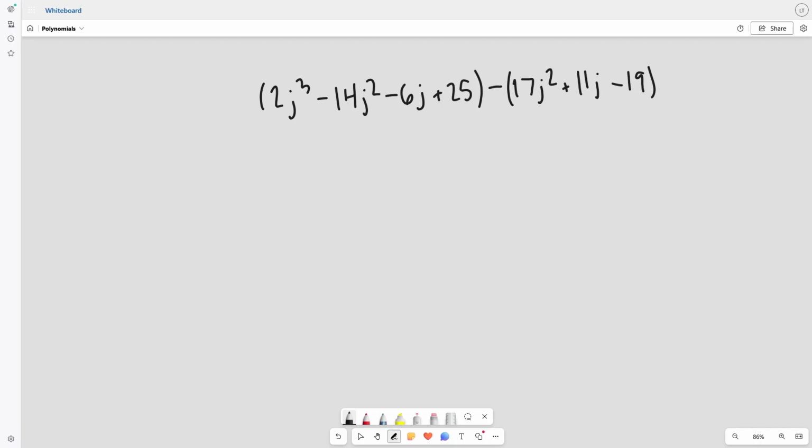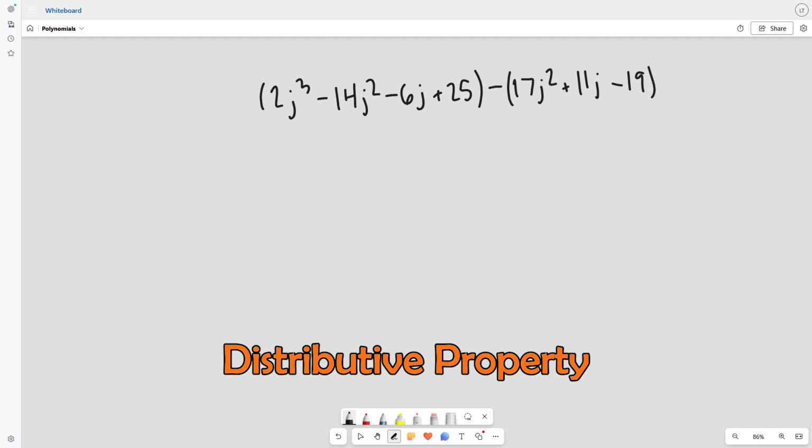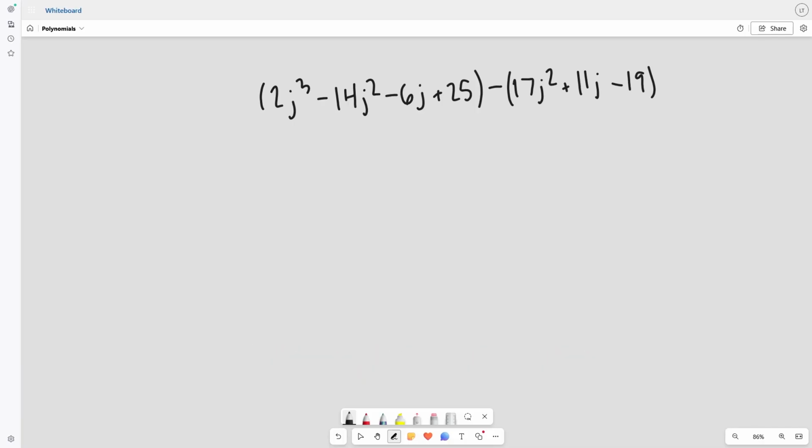And with this one, it's important to remember that you definitely want to use the distributive property when you're subtracting these. So, this positive 17 becomes a negative, and then this negative 19 will become a positive 19. So what you want to do is begin by combining the like terms. So there are no other j cubes, so we can just go ahead and write that one out.